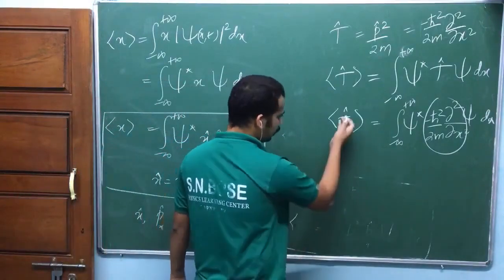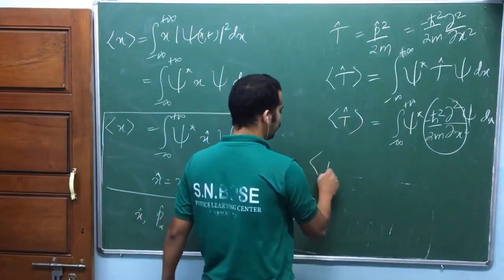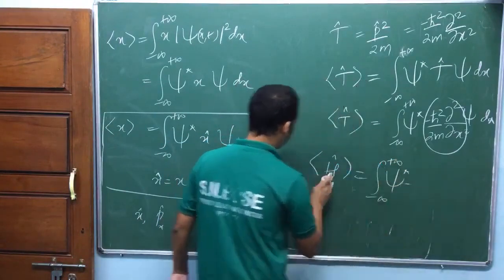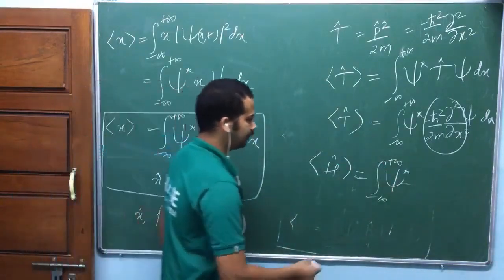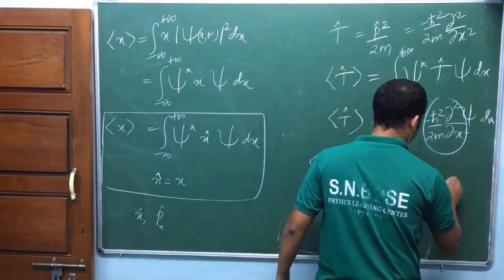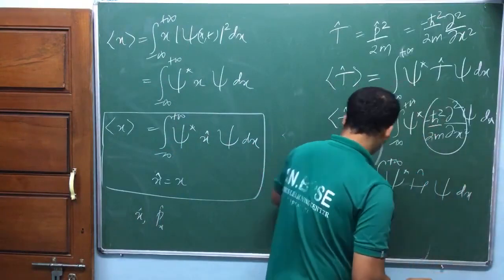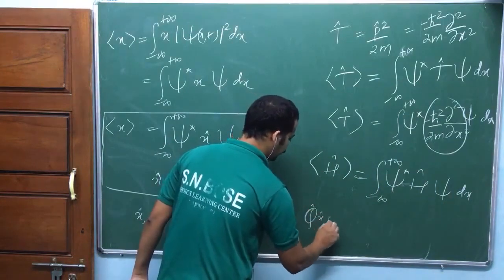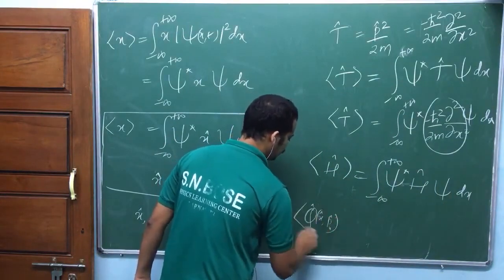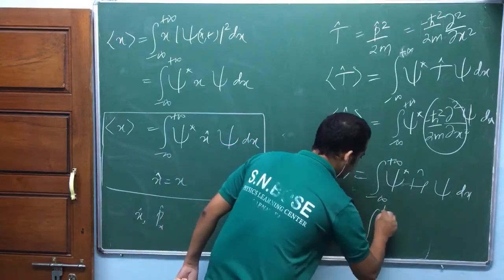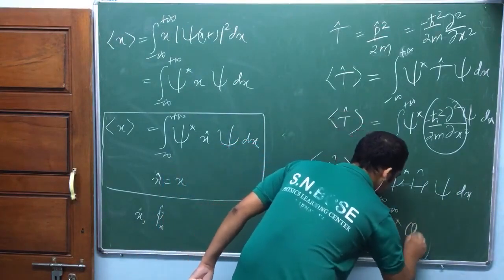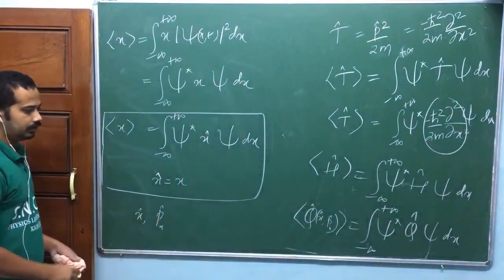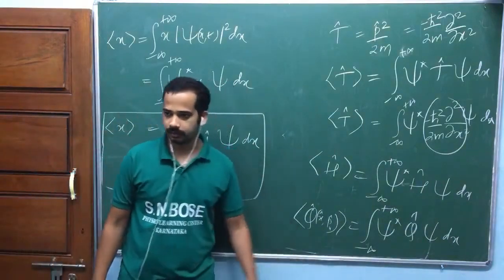Now look here. The same thing is true for the expectation value of the Hamiltonian also: integral from minus infinity to plus infinity of psi star H cap psi dx. The Hamiltonian can also be written in terms of x and p, isn't it? The same thing is true for any general operator. Any general operator can be written in terms of x cap and p cap. In one dimension, sandwich that operator between psi star and psi and then integrate. That is the way of finding the expectation value in quantum mechanics.